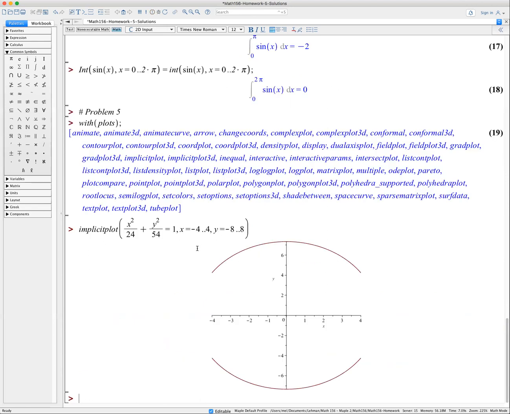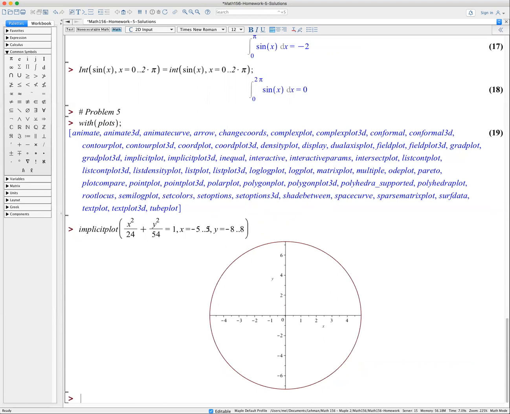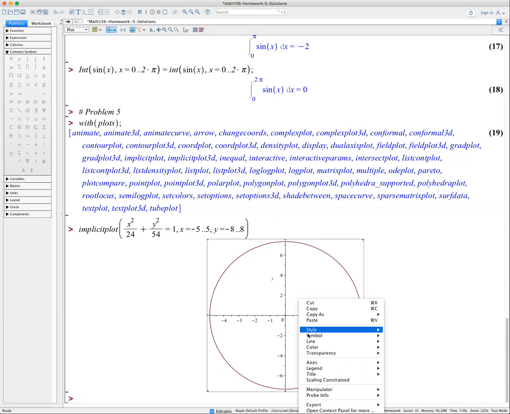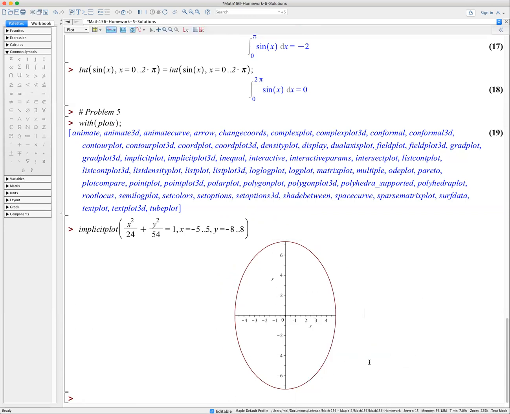Oops, I didn't go far enough in the x direction. Let's see, 24. Oh, I said -5 to 5, but I wrote -4 to 4. Ah, now that's the graph of the ellipse, and you say, well, it looks like a circle. And that's because you'll notice it's not drawn to scale. Because 1 unit horizontally is much bigger than 1 unit vertically. So if I right-click and go to scaling constraint, now it's graphed correctly. So that's the ellipse, and we want to find its area.